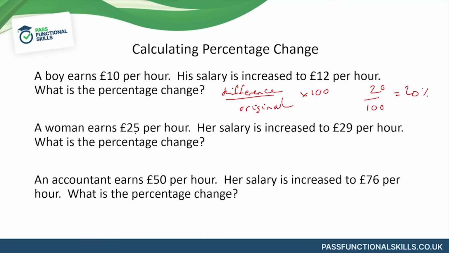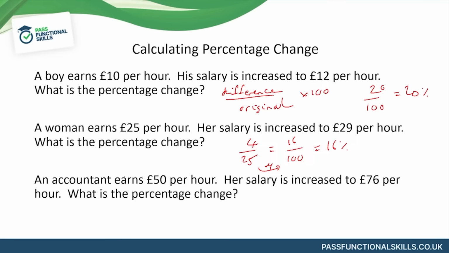Let's have a look at another one. Again, this one doesn't require a calculator. The salary increase has gone from £25 to £29, so that is a difference of 4. It was originally 25, and again, this is easy to convert into a percentage because 25 is a factor of 100. 25 multiplied by 4 is 100, so multiply the top by 4 as well, we get 16, so that's 16 over 100, so that is a 16% increase.